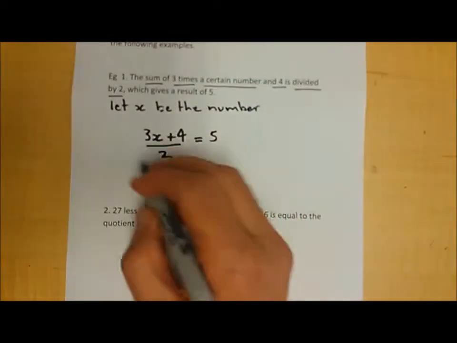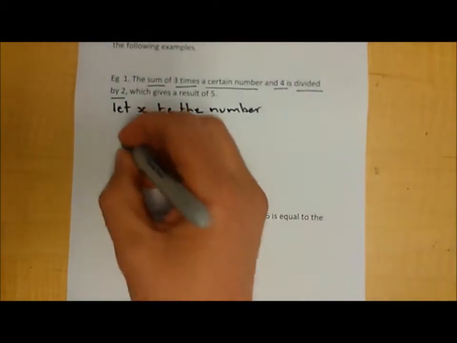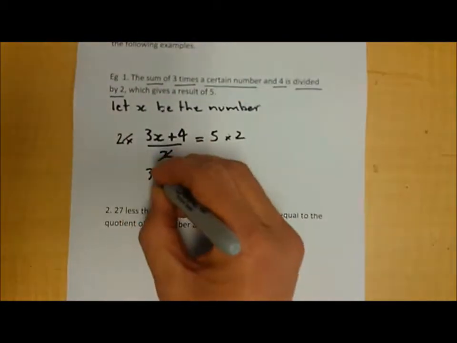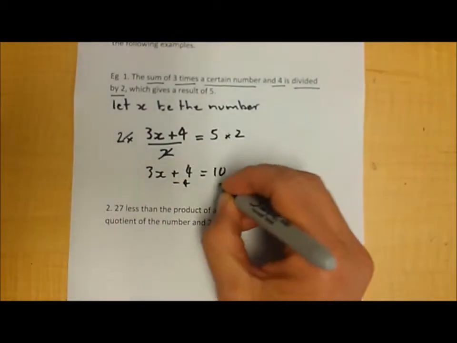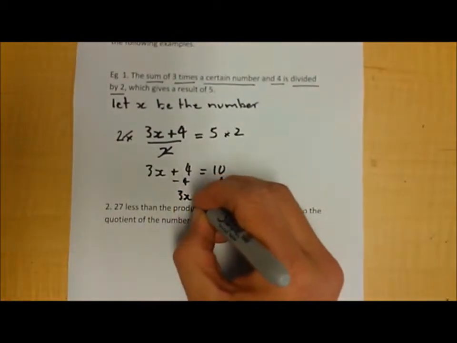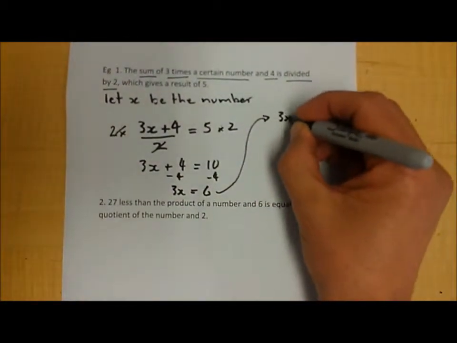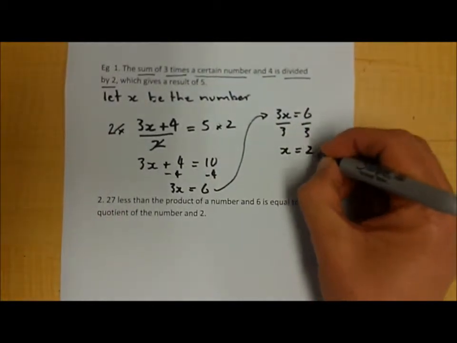I'll now just go ahead and use our inverse operations to solve the equation. I want to get rid of this divided by 2, so I'll times by 2 on both sides. 3x plus 4 is equal to 10. I'll then subtract the 4. 3x is equal to 6. That'll give me 3x equals 6, divide by 3, divide by 3, x equals 2.